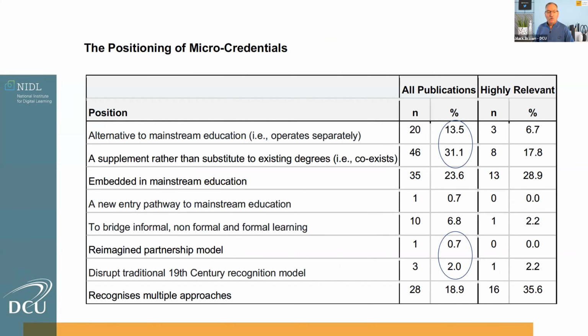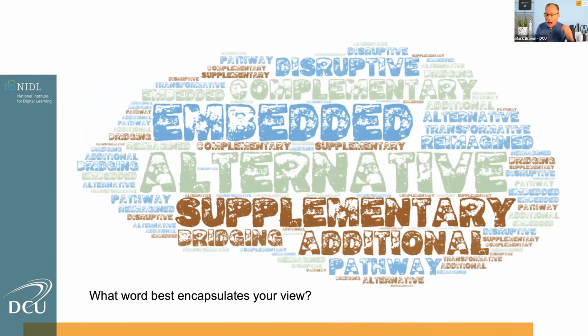We also have different ways that people are interpreting them as to whether they're alternative or just supplementary, or whether they're fully infused or embedded in the higher education system. And that's largely split. The question I ask most people these days when I get a chance is, where do you see micro-credentials? I know in the work that we're doing at DCU, we want to embed them in our credential framework, not just see them as alternative or supplementary.